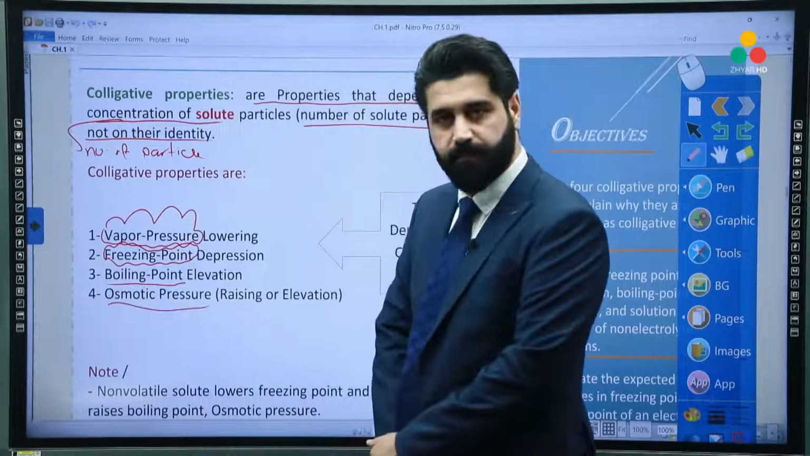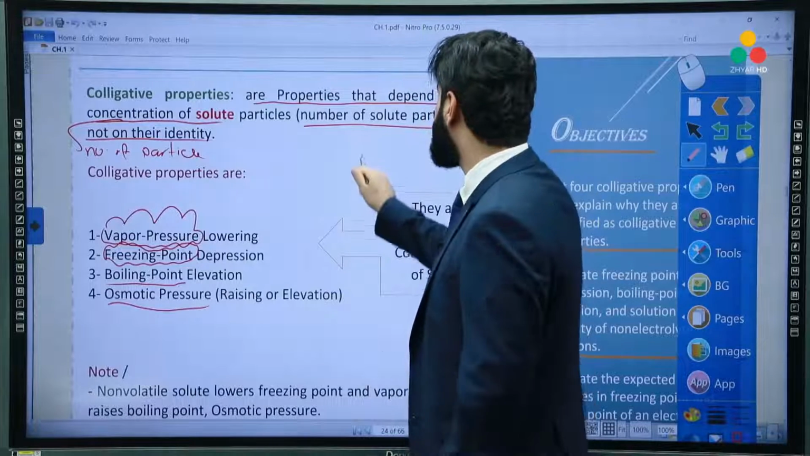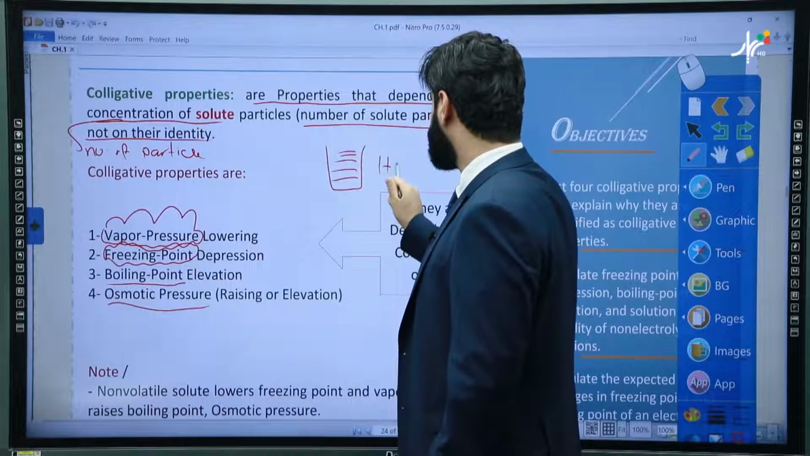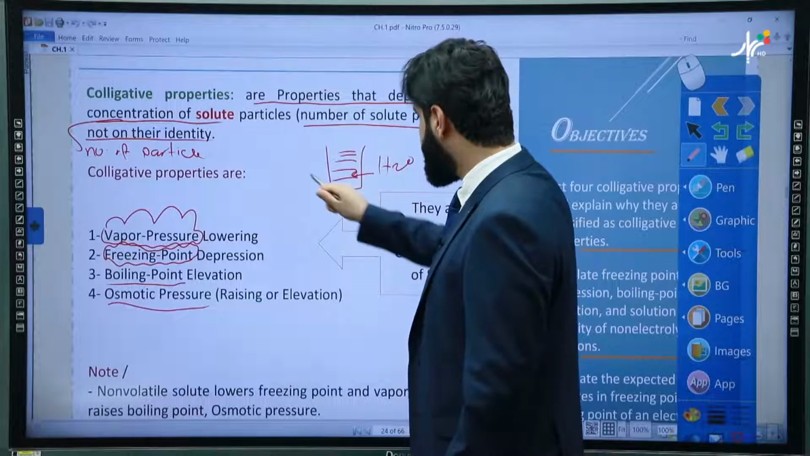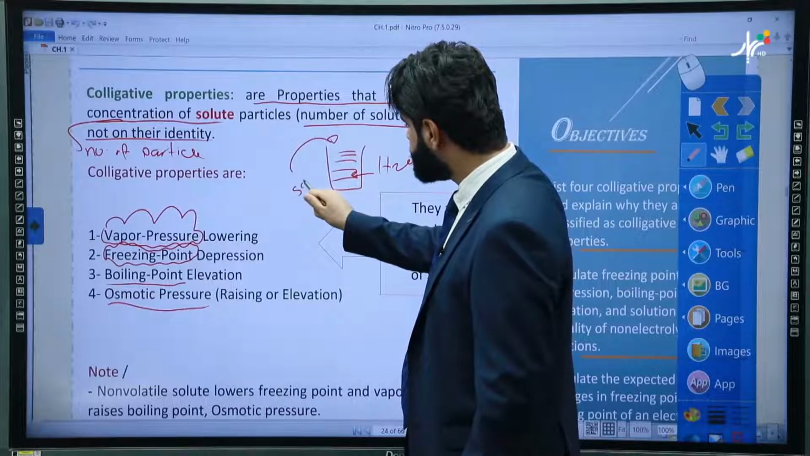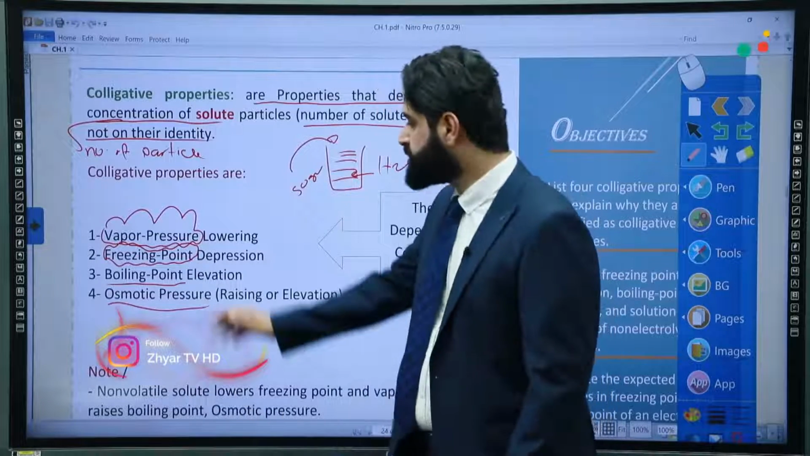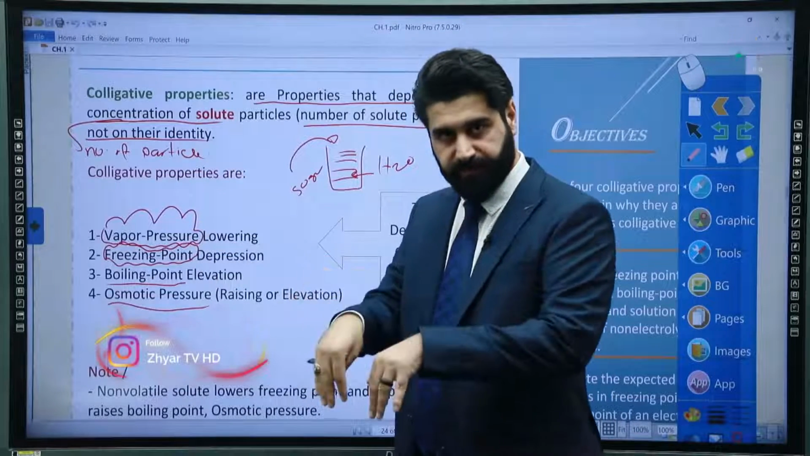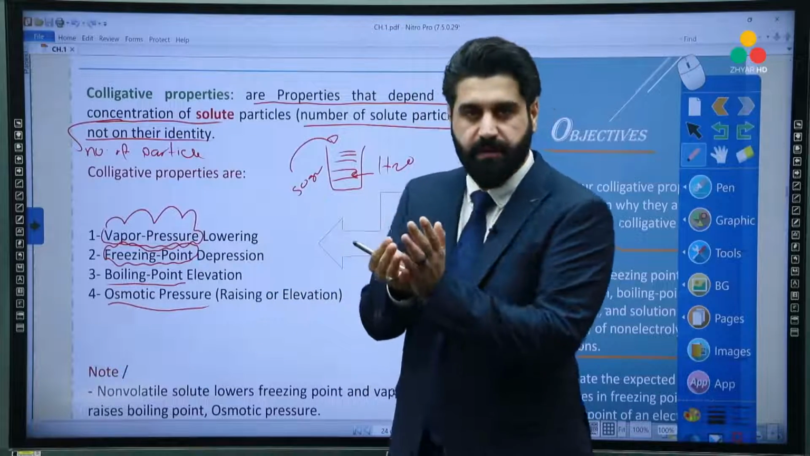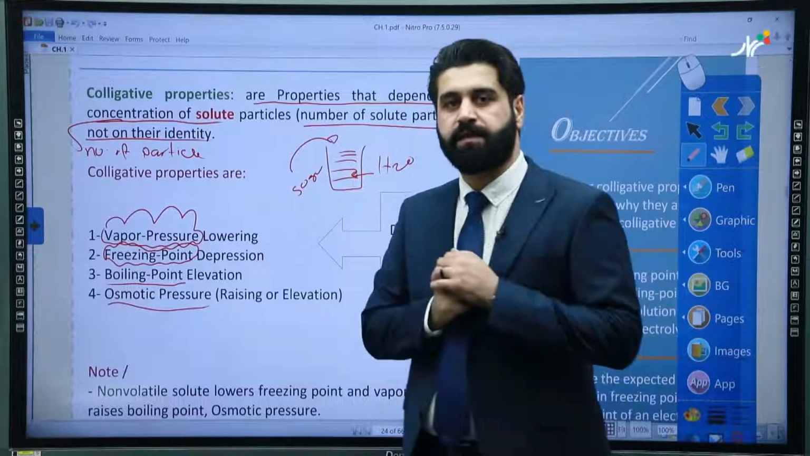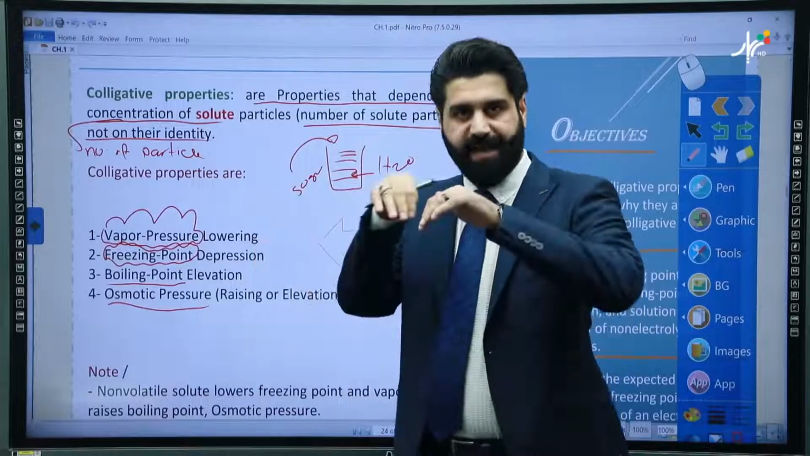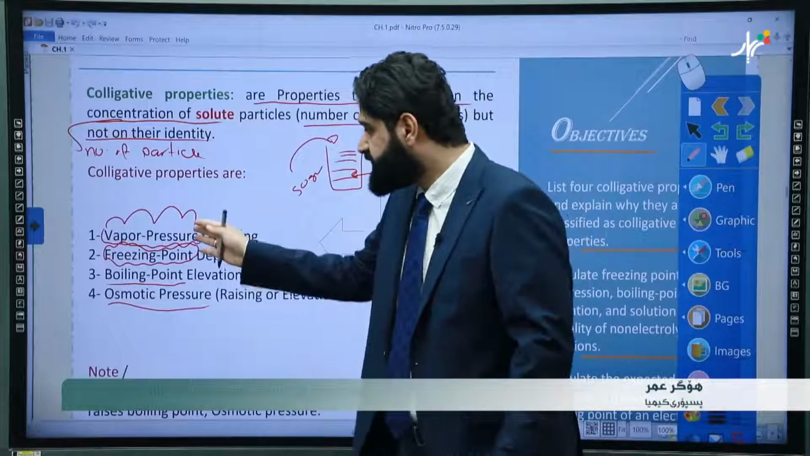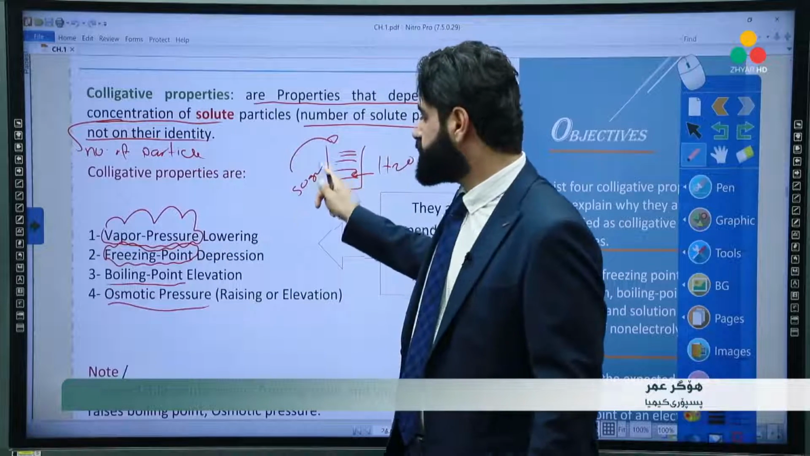osmotic pressure. What will happen if we have a glass of water, H2O, and then we dissolve some sugar? What will happen to those properties? Firstly, vapor pressure decreases. It means if we have pure water and then we dissolve some sugar into water, vapor pressure gets down, decreases, okay, depresses. It decreases by adding some solute.